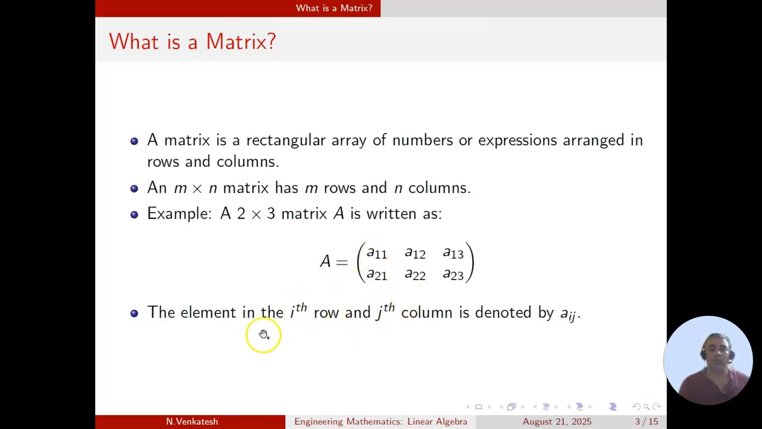So we will refer to an example here. We will refer to the ith row and jth column element as a of ij.